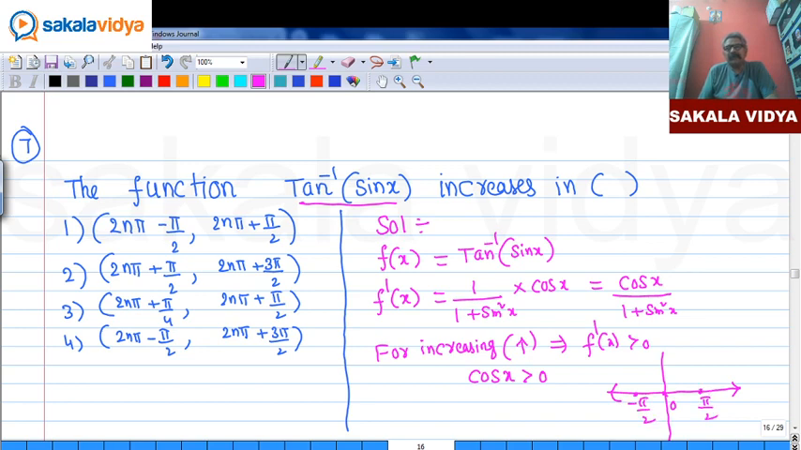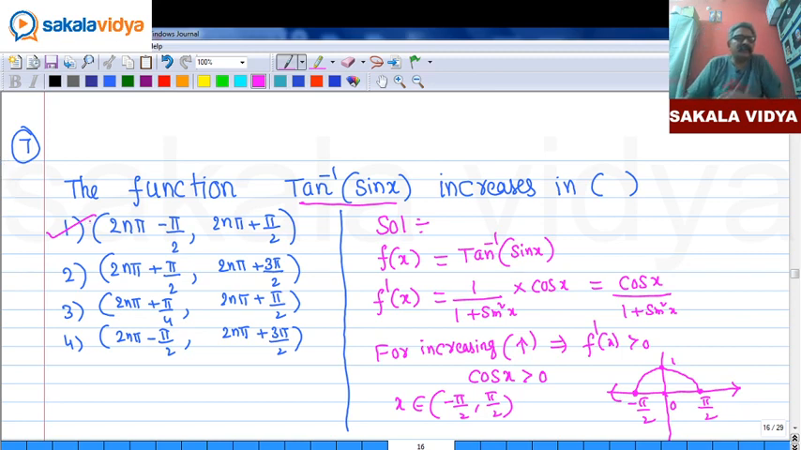Cos pi by 2 is 0, cos minus pi by 2 is 0, cos 0 is 1, maximum. So, you get one arch. Here x belongs to minus pi by 2 comma pi by 2. Because it is a trigonometric inequality, for the general solution add 2n pi. So, that means the first option will be the correct option.